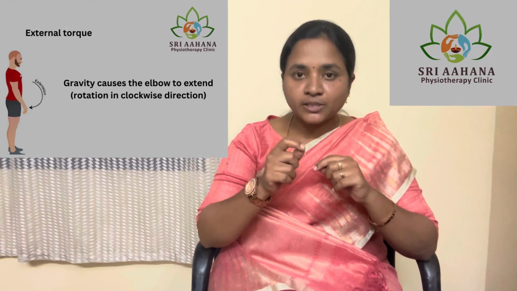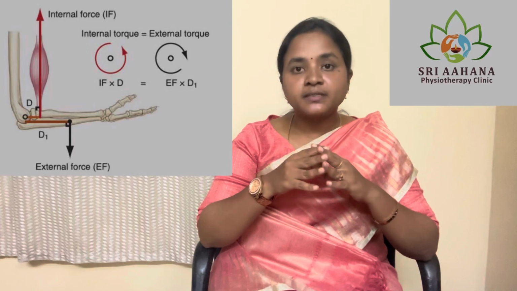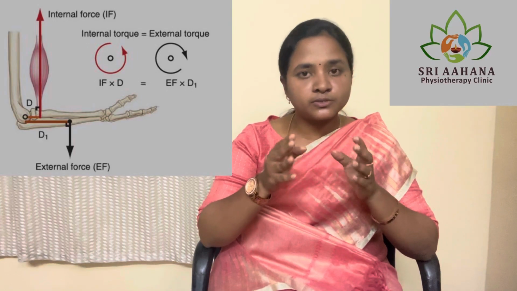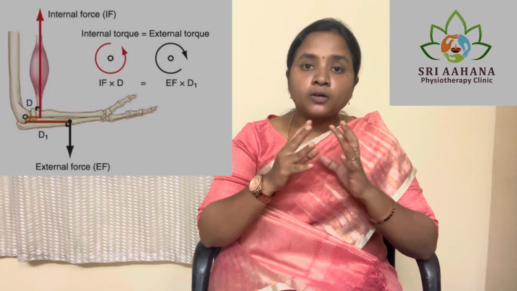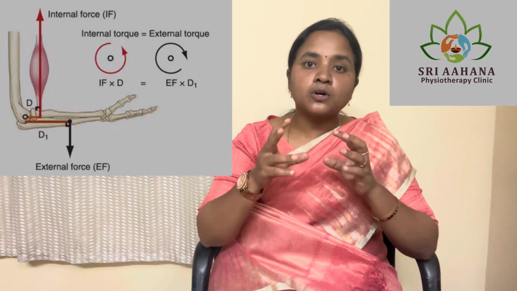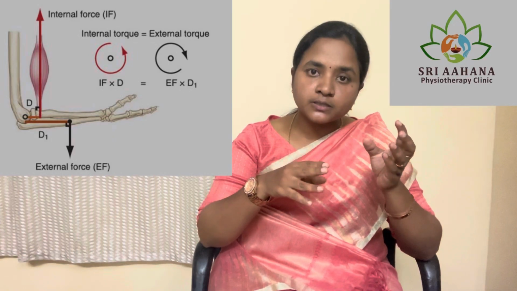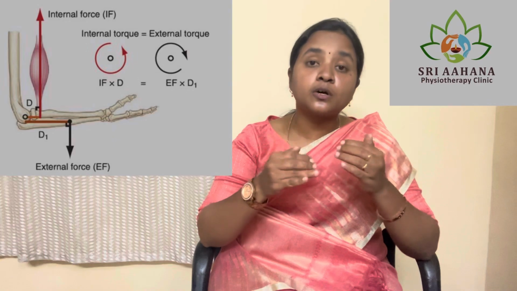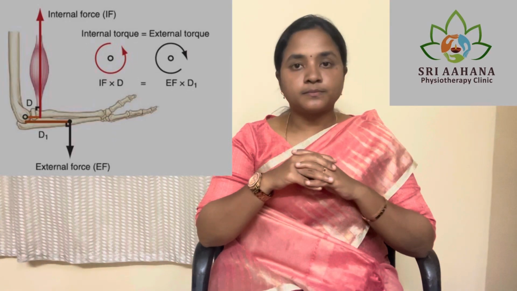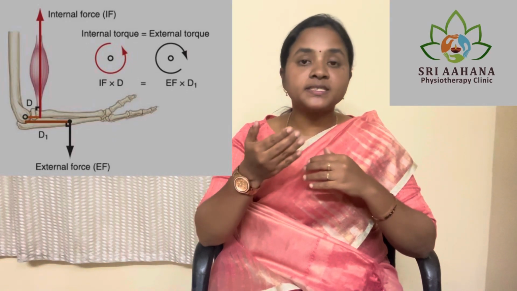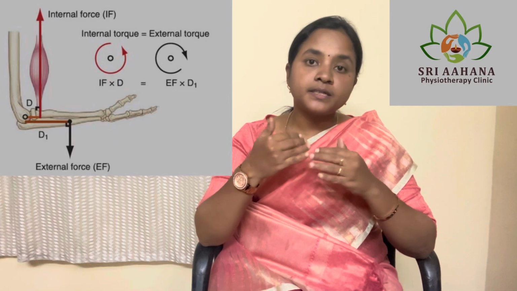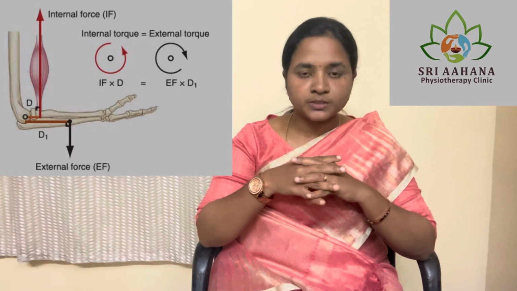Static rotatory equilibrium is attained when the magnitude of the internal torque and the external torque are equal. There occurs no rotation around the joint. At all times, there exists a competition between the internal torque and the external torque to dominate over the joint. The more dominant torque is identified by the direction in which the joint moves.